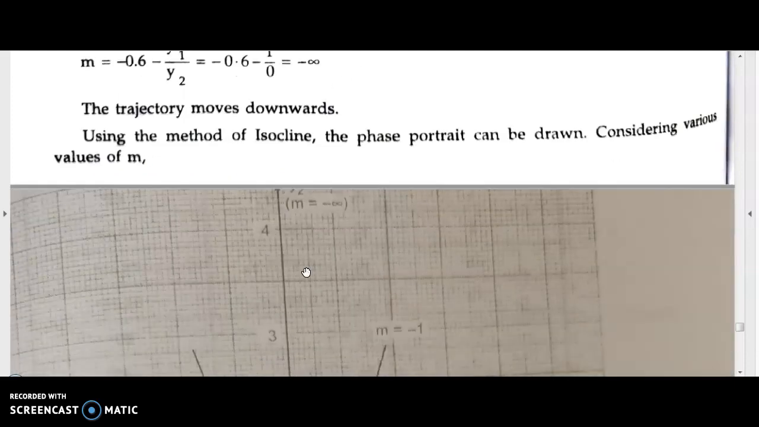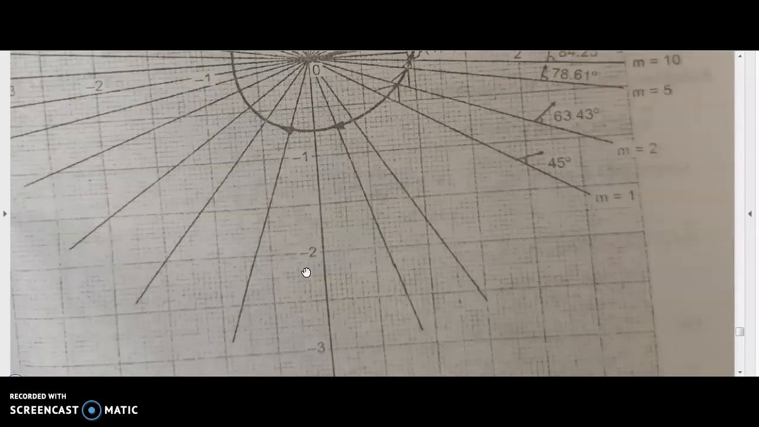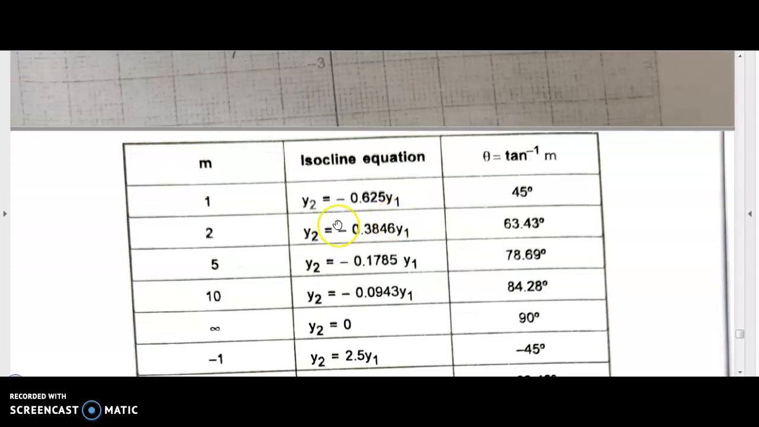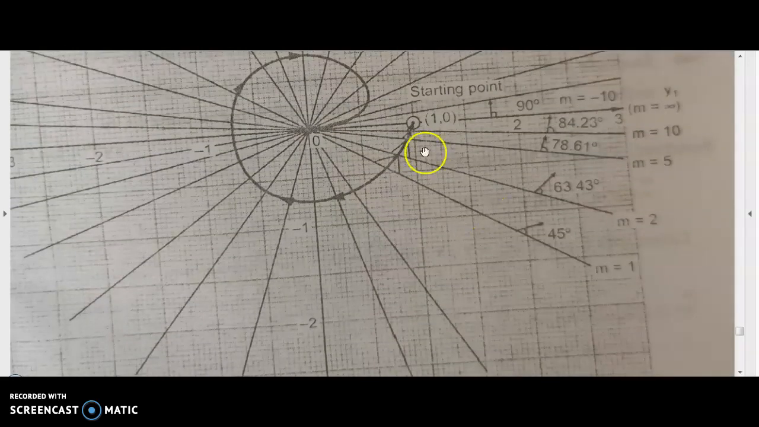Substitute different values of m. Here you will get the isocline, and theta is equal to tan inverse of m. Draw it in this graph. So this is the trajectory, the phase plane portrait.